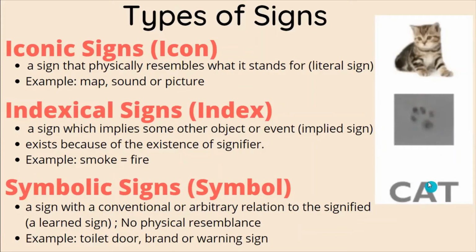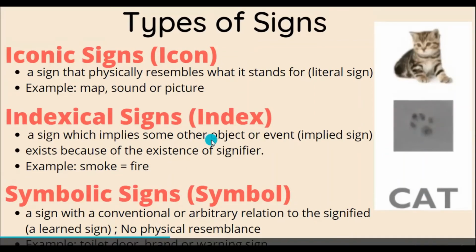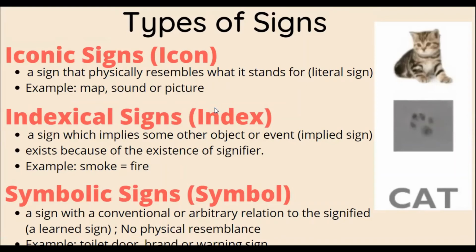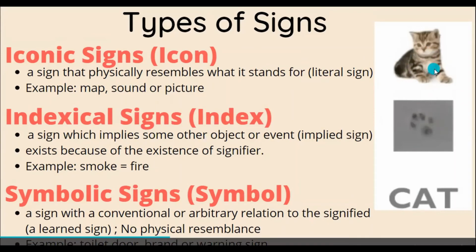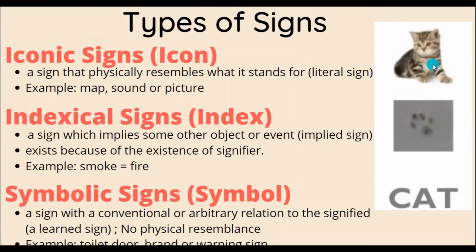There are types of signs. First, you have iconic signs. These are signs that physically resemble what they stand for, so it is a literal sign. For example, here we have a cat. This is an iconic sign of a cat, because it shows the appearance of the cat.